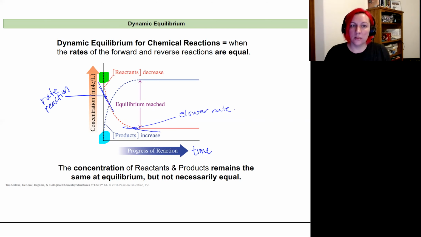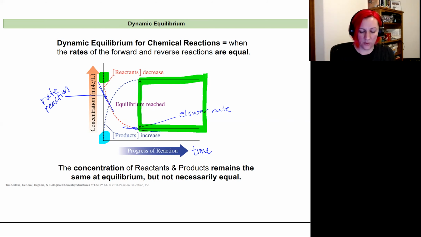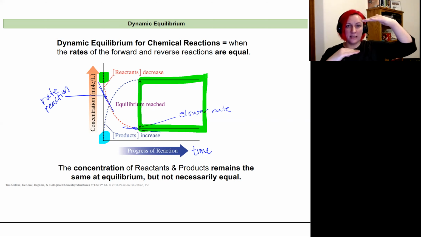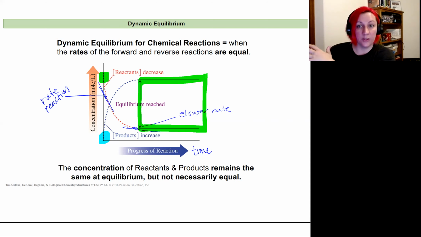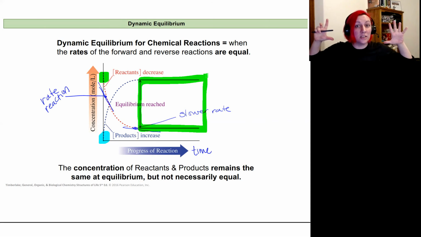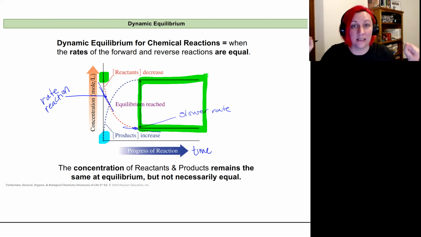And so we hit dynamic equilibrium when the rate of the forward reaction and the reverse reaction are equal. We can see that here in this highlighted area, where they stop changing. And that's when we've reached equilibrium. That's when, to us, it's going to look like on a macroscopic view that the reaction's over, just because we aren't seeing change anymore.